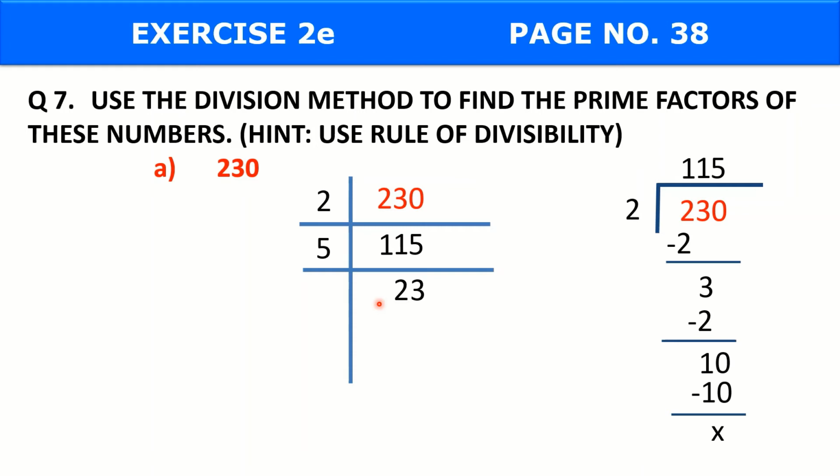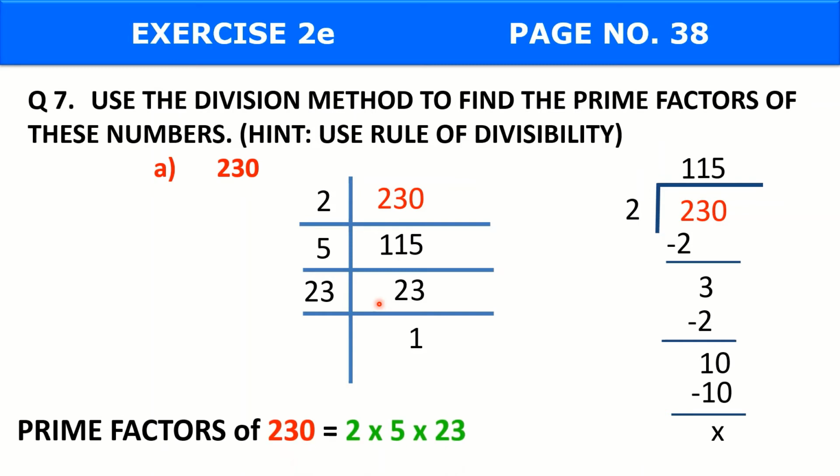Now, you have to find the prime number that will divide 23 completely. We know that 23 is a prime number. So, 23 will only be divisible by 23 or 1. So, 23 times 1 is 23. When you get the 1, you will stop this process. At the end, you will write your prime factors of 230 by multiplying these numbers. 2 times 5 times 23.